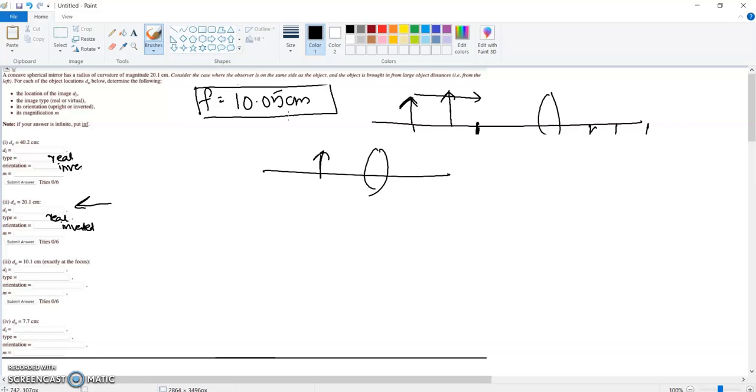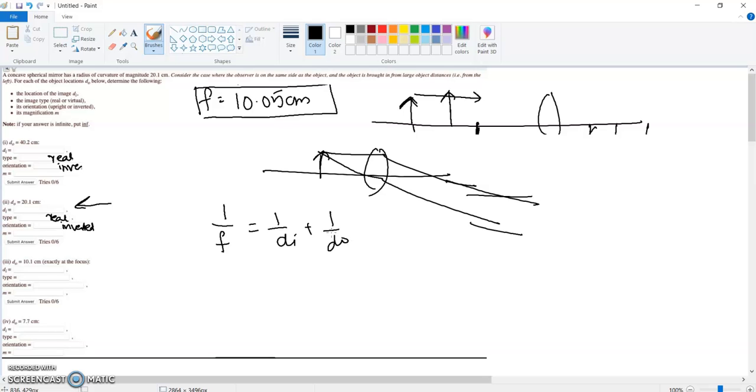By theoretical knowledge, I know that whenever I am at the focus, my image would go to infinity, right? So I can do it something like this: 1 over f is equal to 1 over di plus 1 over do. Since I know that the focal length is basically my object distance, which is exactly the same as the focal length, then I would say that my 1 over di should give me a 0 answer. And that means that the DI is basically at infinity.